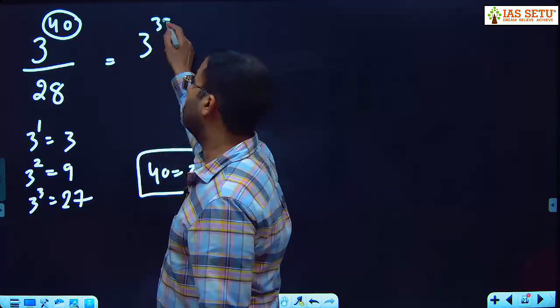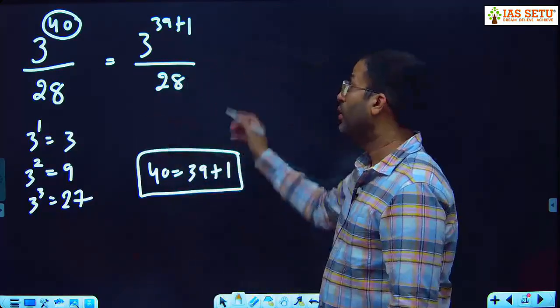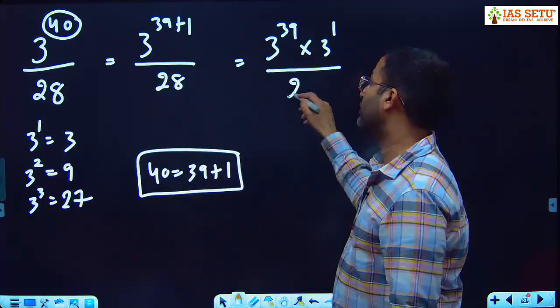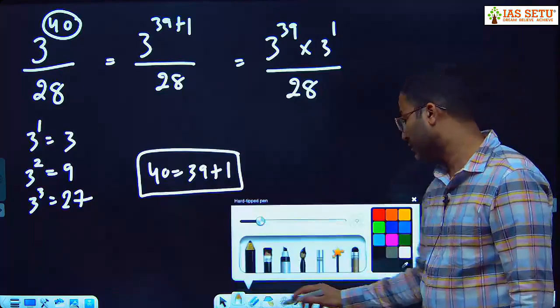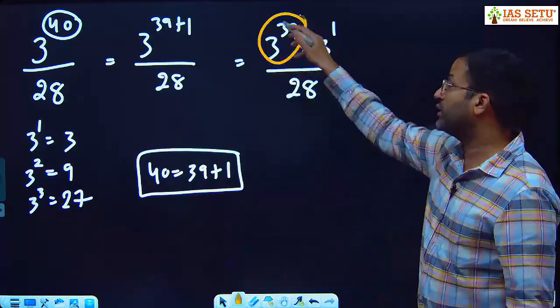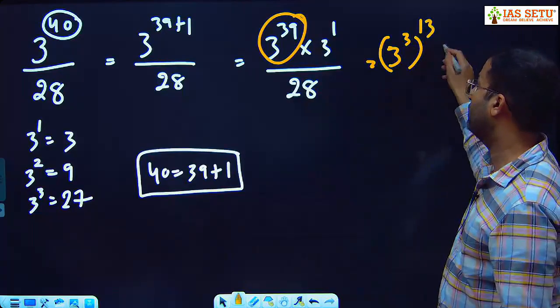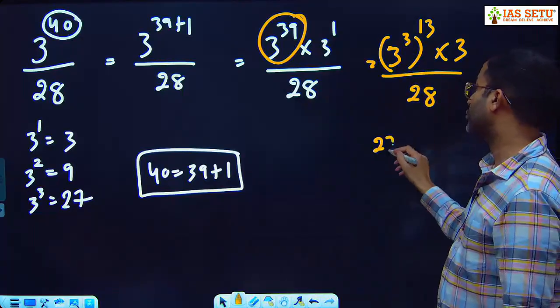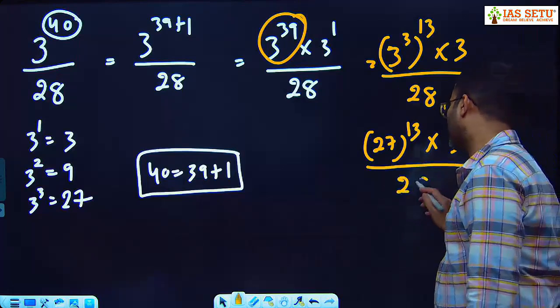3 to the power 39 plus 1 divided by 28. So it is 3 to the power 39 into 3 to the power 1 divided by 28. This 3 to the power 39, I write as 3 cubed to the power 13 into 3 divided by 28. So it is 27 to the power 13 into 3 divided by 28.